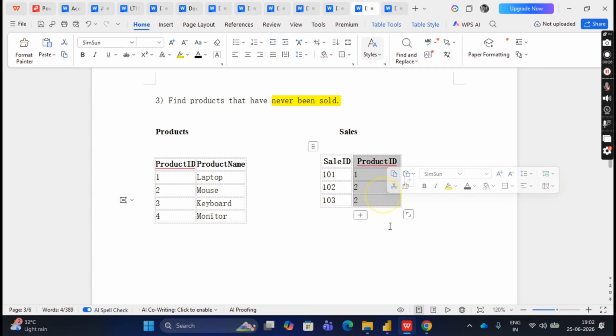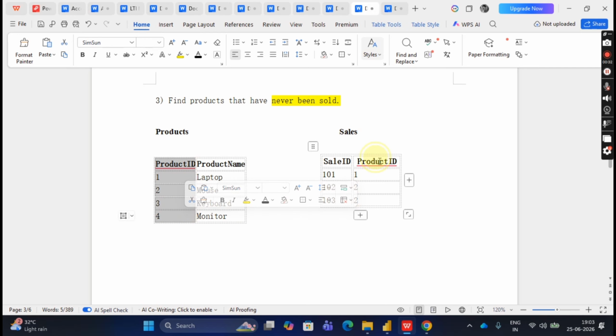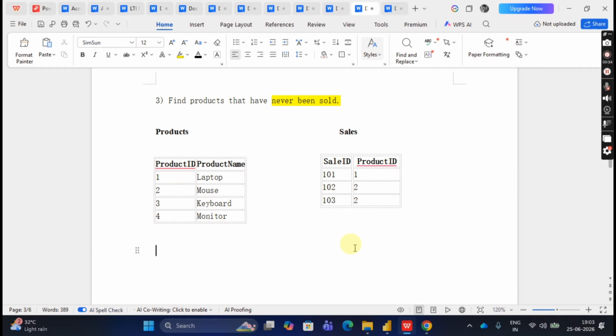So the common column is product ID in both the tables. So you will do a left join on the basis of product ID, and you will fetch only those products from the product table where sales ID is null. Okay, so I have told you how to do it. Just do the problem and write it in the comment section.